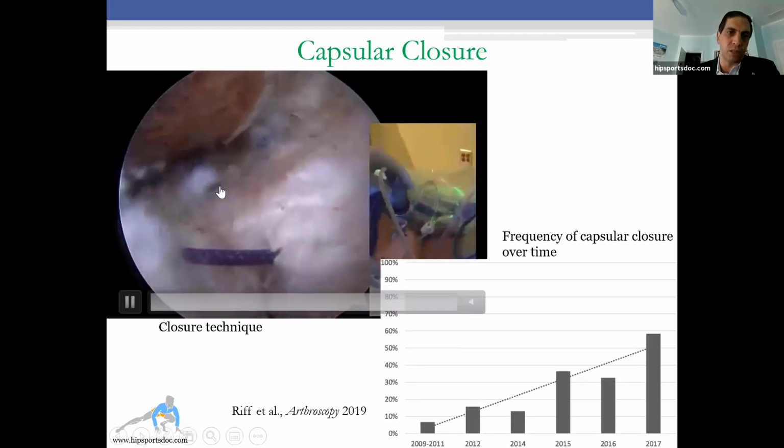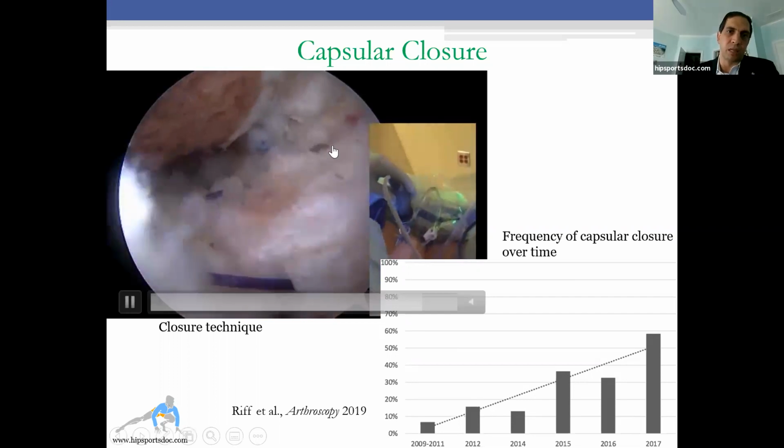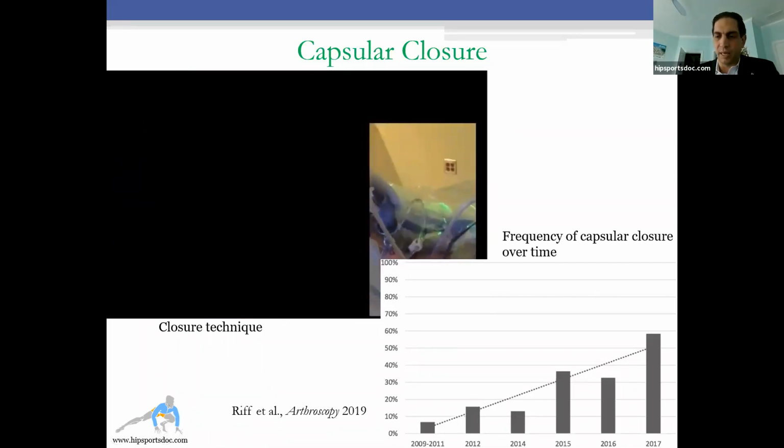This is the first double-stranded suture passed, and this is the second one with the labrum noted here. And the hip is brought into extension to ensure that that closure is maintained at the end and prior to closing the skin.